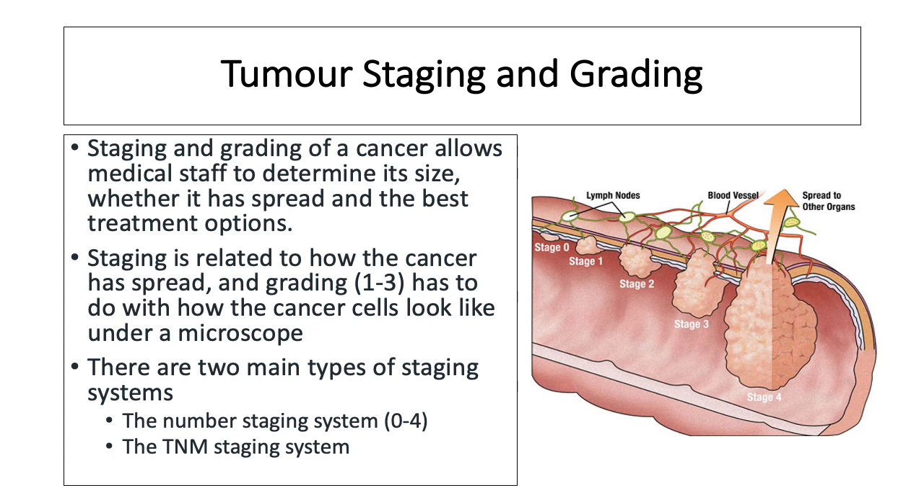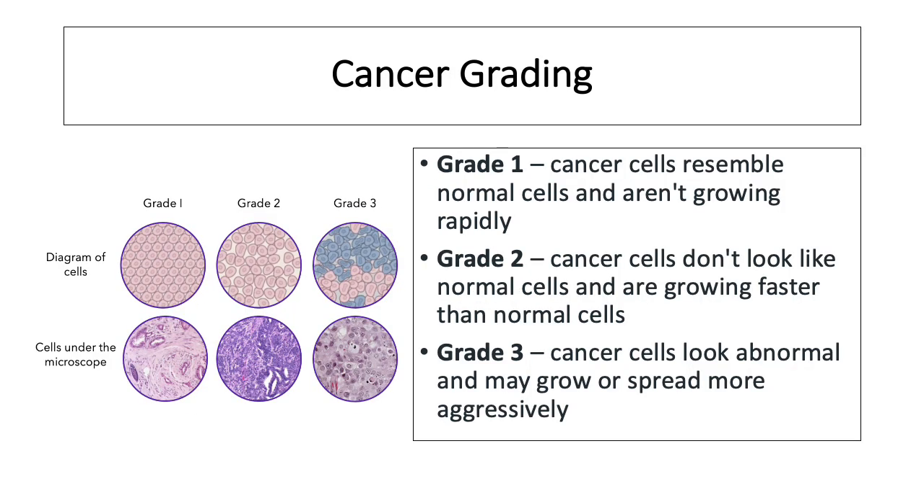So there are two main types of staging systems which I want to talk about today. The first is called the number staging system, and the other one is called the TNM staging system. But before we talk about those, let's talk about cancer grading. Like I said, cancer grading talks about how the cell looks under a microscope, and the grades are from grade 1 to grade 3.